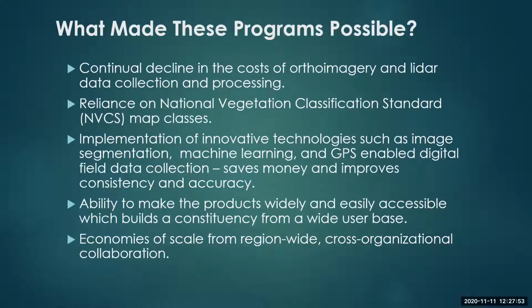Then the third thing that's happened is the implementation of innovative technologies. And I'm going to talk about these in a little bit more detail, but image segmentation, machine learning, GPS-enabled digital field data collection, all these technologies save money and they improve the consistency and the accuracy of the maps. And then the fourth reason is we've got the ability to make the products widely and easily accessible. So no longer do we need to deliver data by hard drive, but we deliver it on the web and it's always accessible. So I'll talk about that a little bit more in detail.